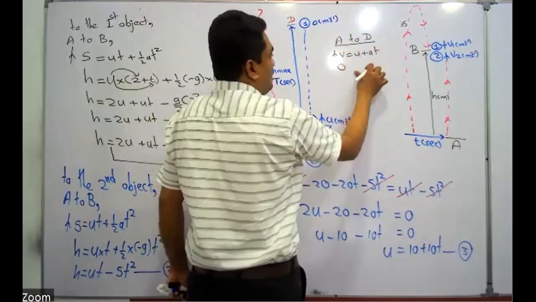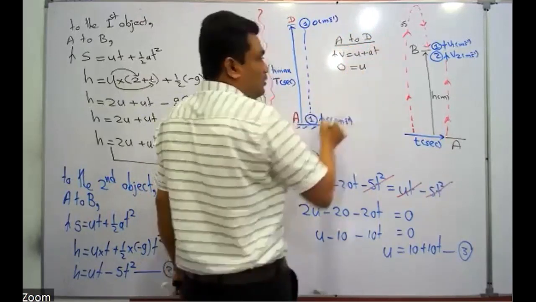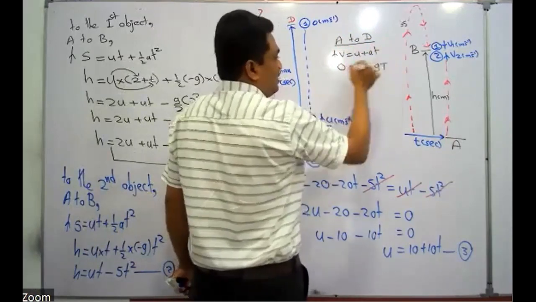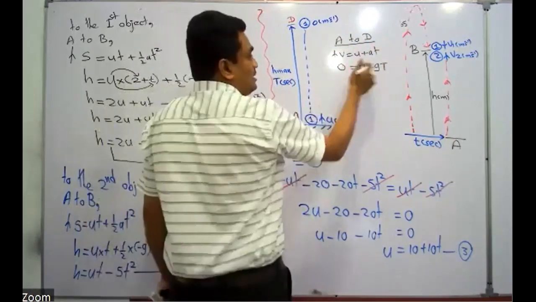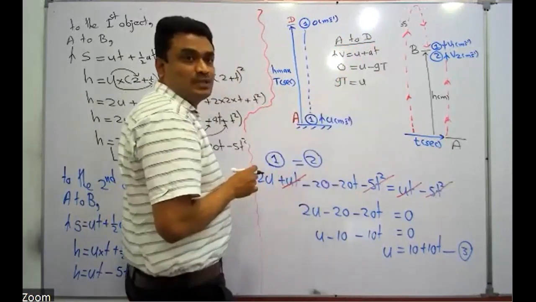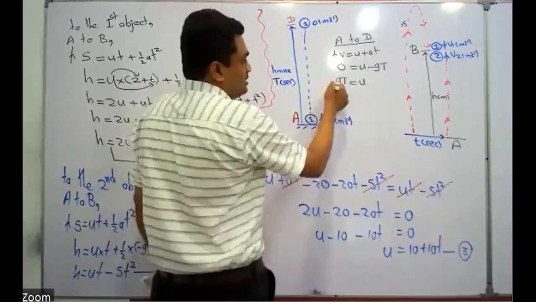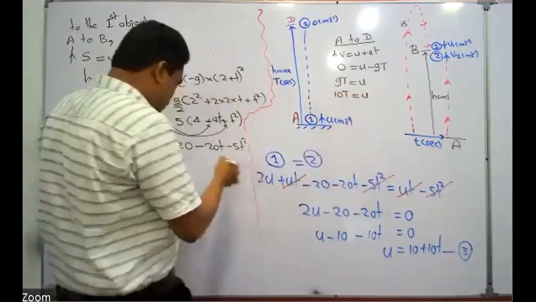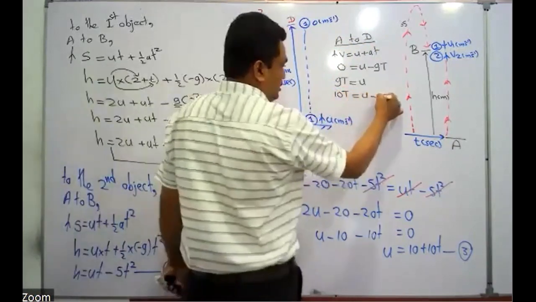At the maximum height, velocity is 0, initial velocity is u, upward acceleration is minus g, time is T. Minus gT comes to this side as plus gT equals u. Am I right there? So g is 10, so 10 times T equals u. This is the 4th equation.